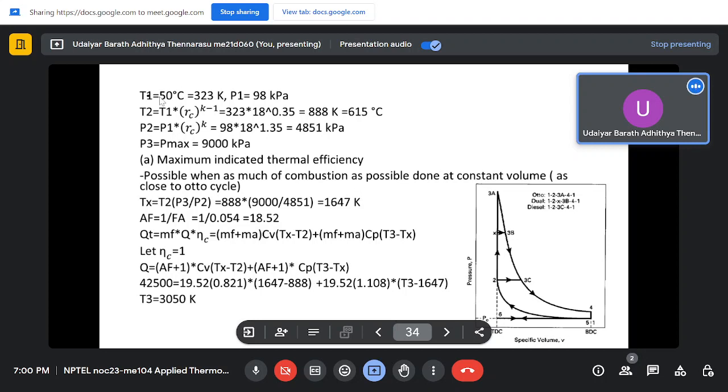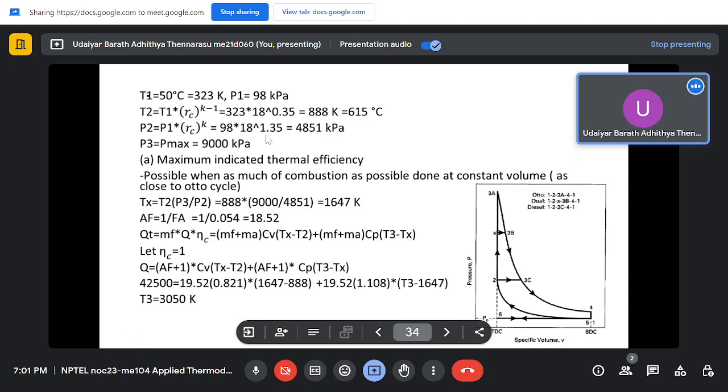So for state 2, we know state 1, and the process from 1 to 2 is a constant-entropy, reversible adiabatic process. The compression ratio is known, so we can calculate the temperature and pressure at state 2. At state 2, the temperature is 615 degrees Celsius and the pressure is 4851 kilopascal. But we know that the maximum pressure is limited to 9000 kilopascal.